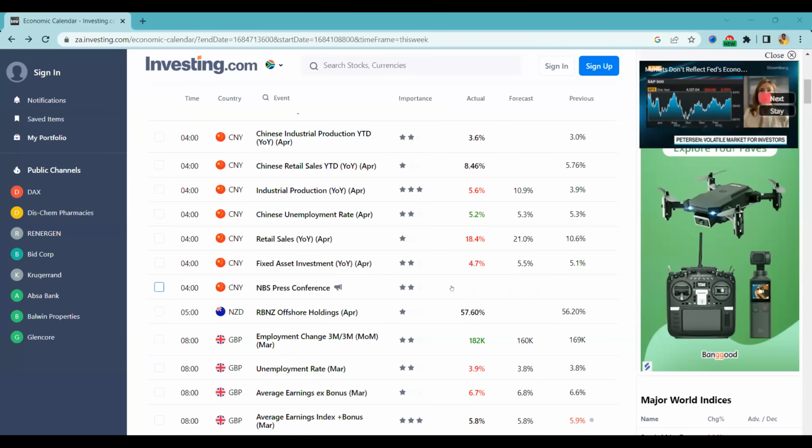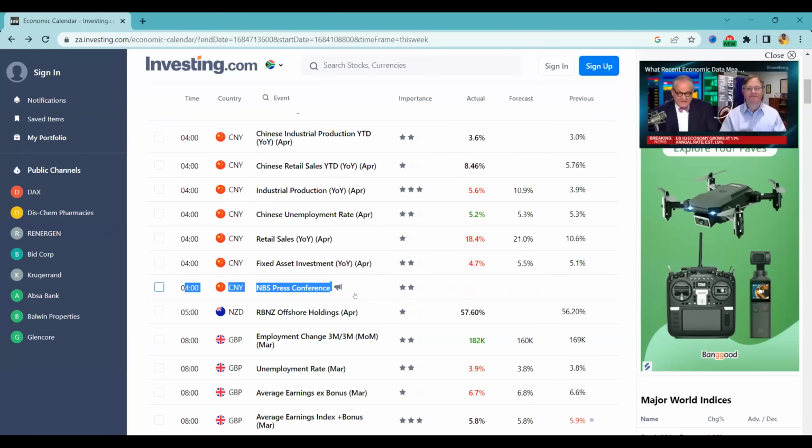Anyways, as I was speaking about speeches, it's another type of event. I've marked it. It's denoted by a microphone at the end. This simply means it's a speech.